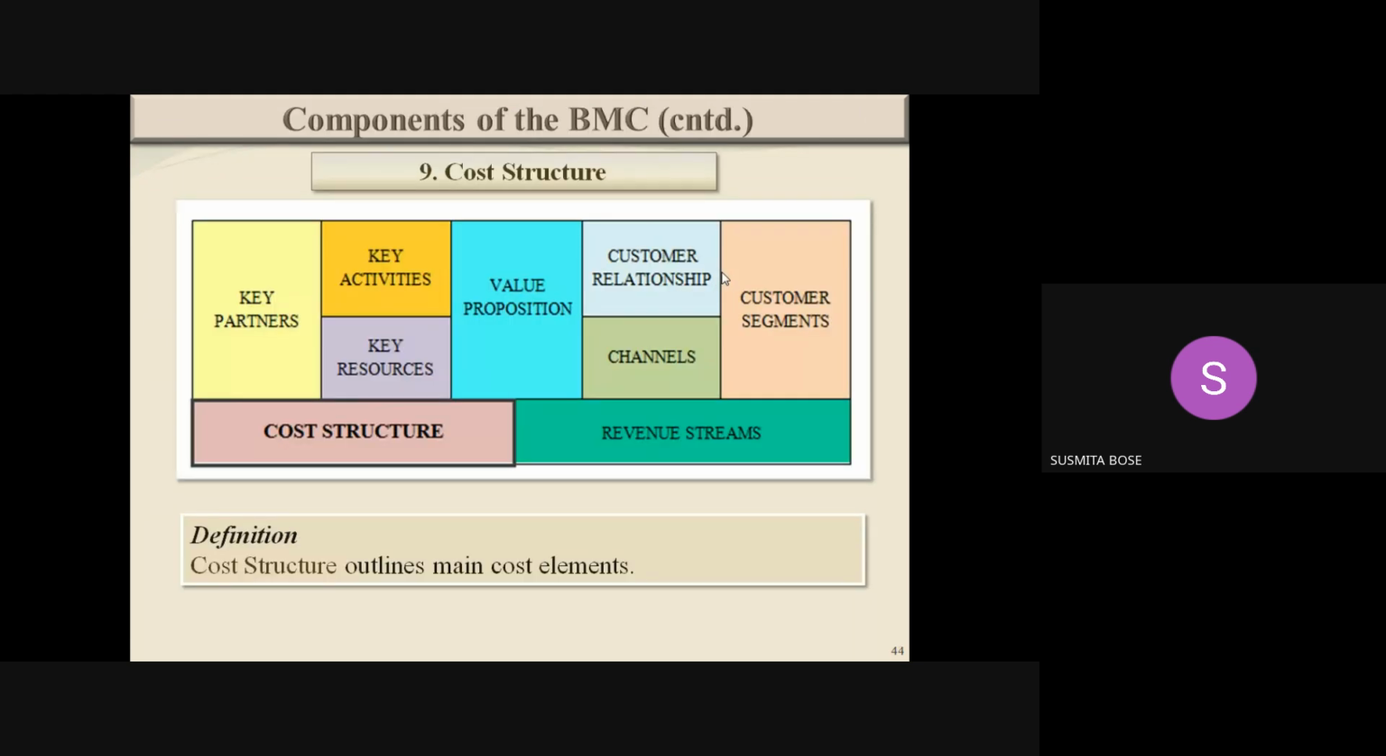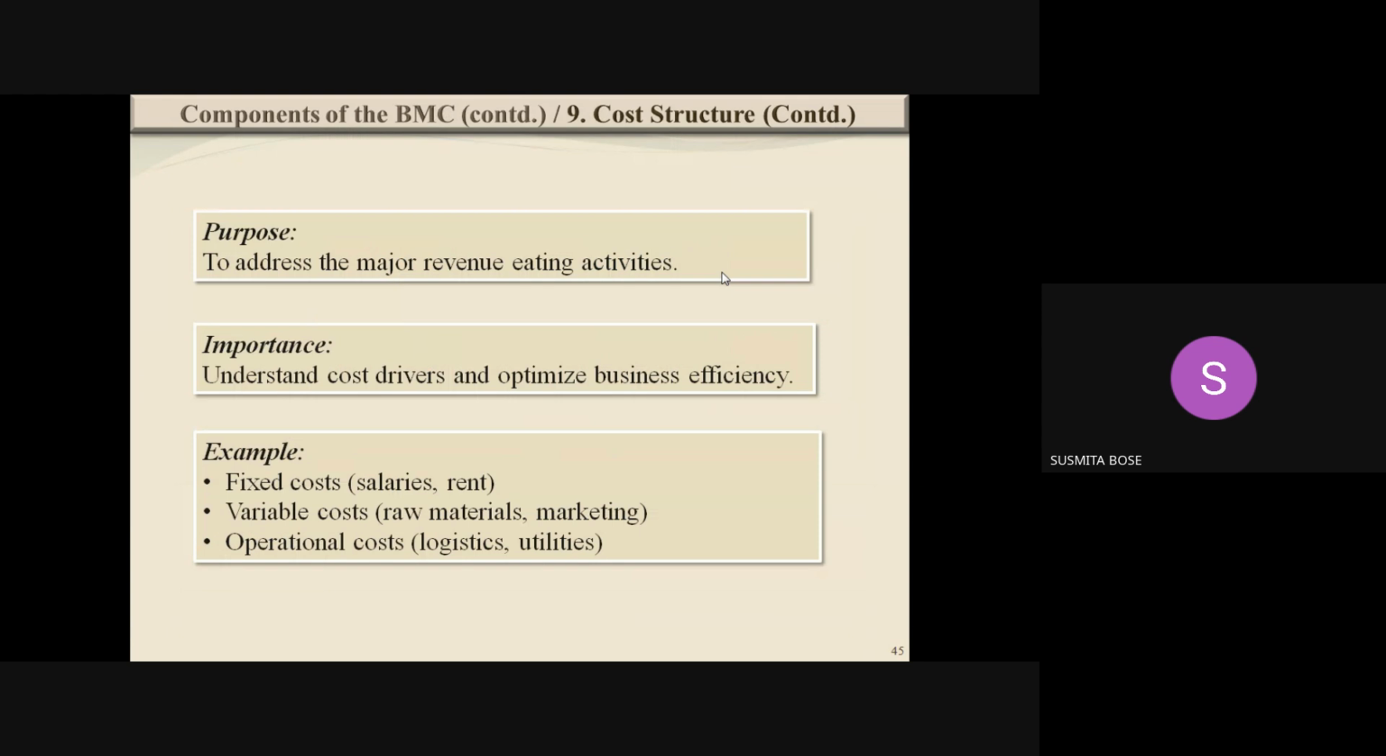Next is cost structure. Cost structure outlines the main cost elements. The purpose of this segment is to address the major revenue eating activities, like where the costs are going, where you are spending the money. This segment addresses those areas. It is very important because you need to understand the cost drivers and optimize business efficiency.